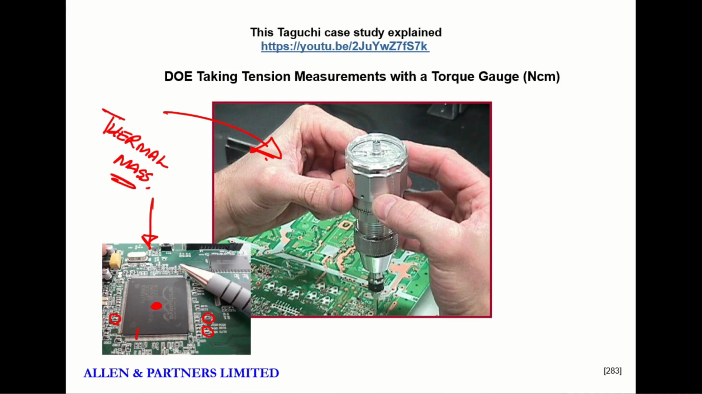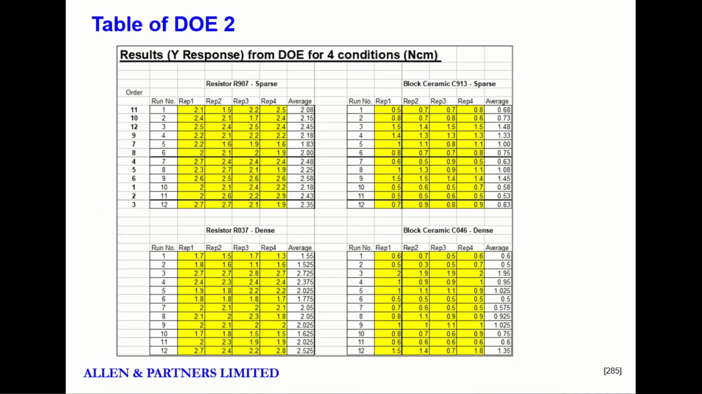We can't escape this noise. What we need are robust settings that deal with it. So let's show you the data collection from the L12. What we've now got is a big block ceramic. These are the big parts in a sparsely populated and densely populated part of the board. Then a chip resistor in a sparsely populated and a densely populated part of the board.